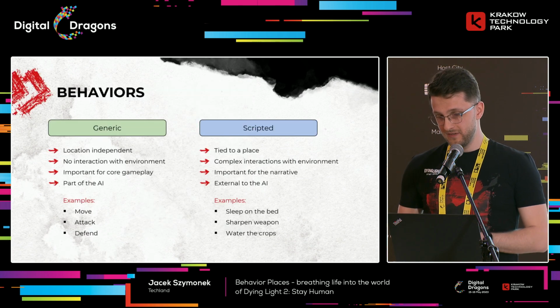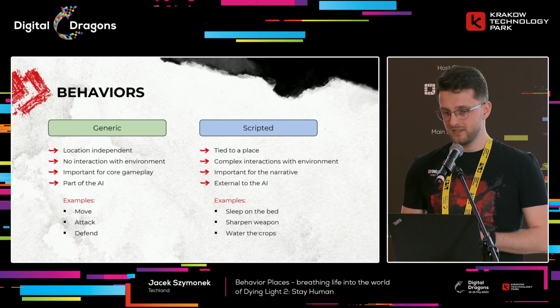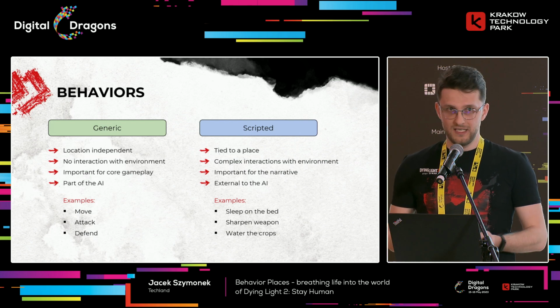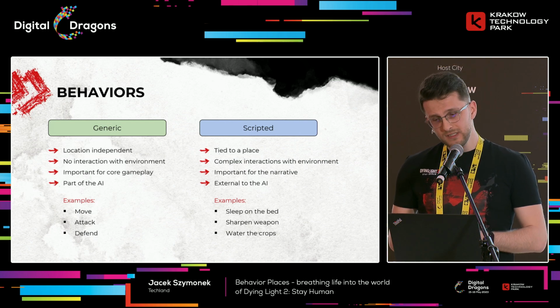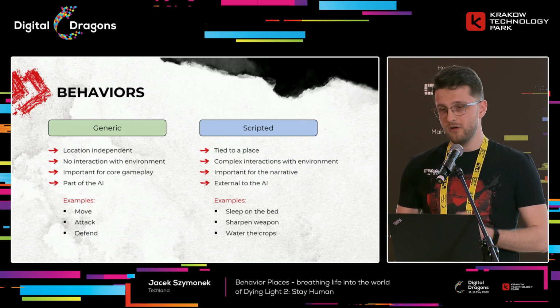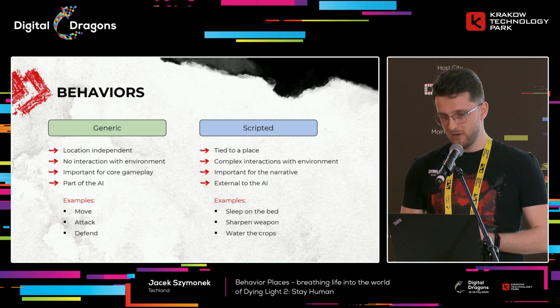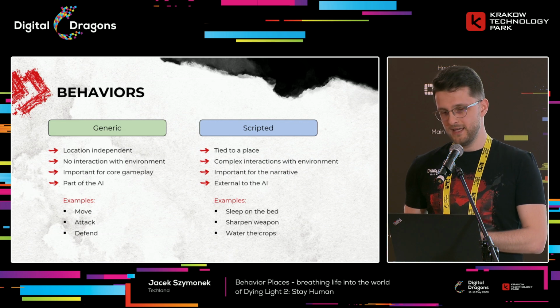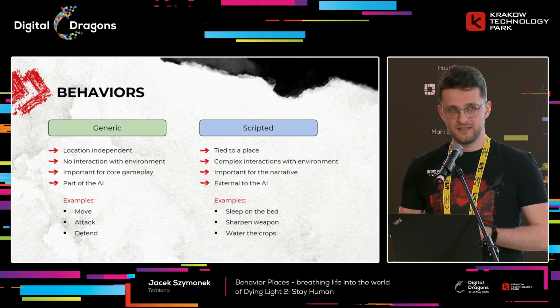So how have we fixed this? First, we made an important distinction, and we divided our behaviors into two types. The ones that we call generic behaviors can be executed anywhere in the world, and they are an integral part of an AI. Scripted behaviors, on the other hand, are usually tied to a specific location and can often be used to interact with the environment. Now, the key difference is that scripted behaviors are defined outside of the AI agent, and this is a very important detail for their scalability.